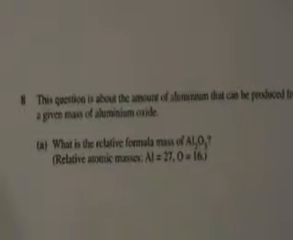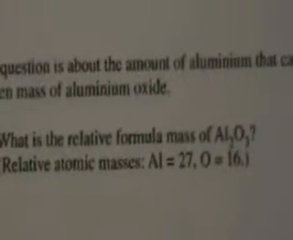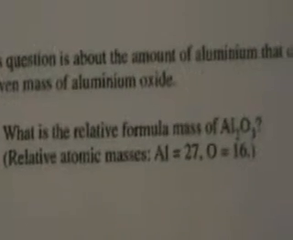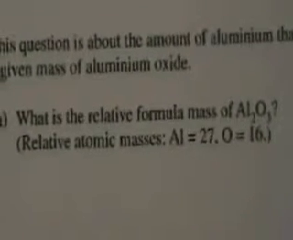Okay, so have a look at the next one. It says this question is about the amount of aluminium that can be prepared from a given mass of aluminium oxide. So first of all, what is the relative formula mass of aluminium oxide? Okay, it gives you our relative atomic masses there. So pause the video after each question or part of the question and do it, please.